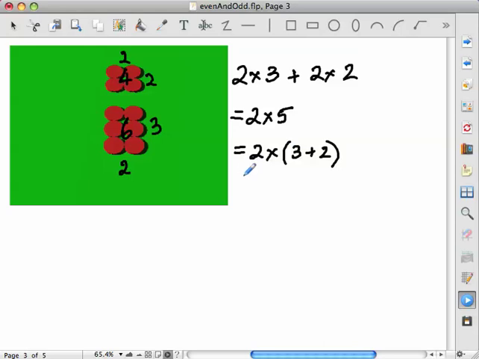Can you see that even without calculating that number there, which we know is 10, it's an even number? Because it's the number 2 times something else. And it's that number out the front which indicates that it's an even number.